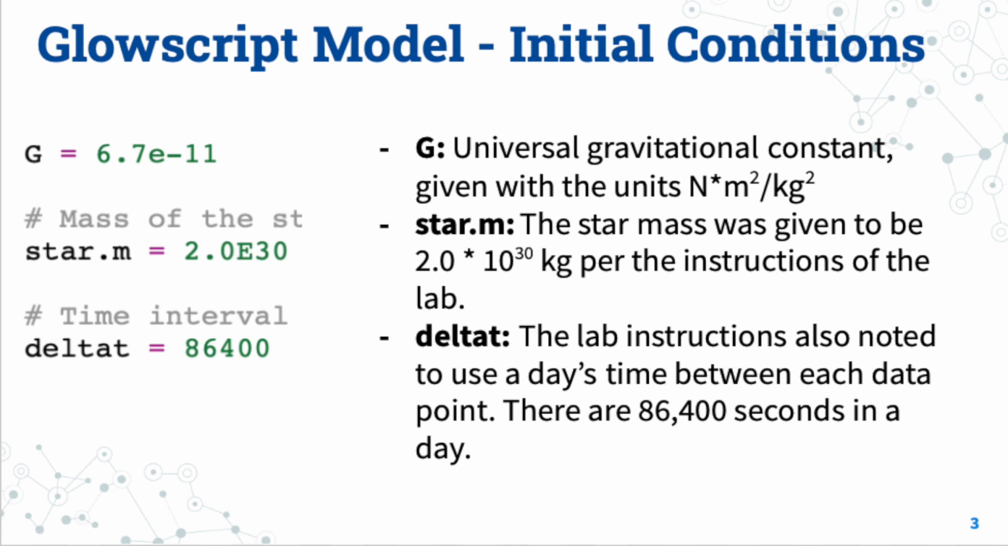While I didn't change the value of the universal gravitational constant, I thought it was important to mention it early on in the report because it'll be used in further calculations. I had to update the mass of the star to match the one given in the instructions of the lab. The last initial condition I had to set was the time interval. I simply converted the hours in a day to seconds, which left me with 86,400 seconds.